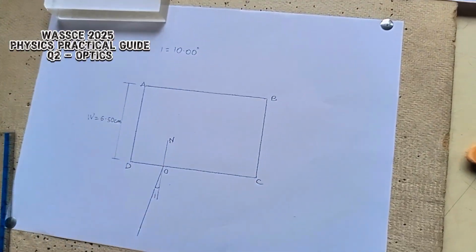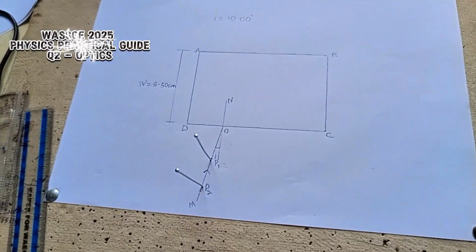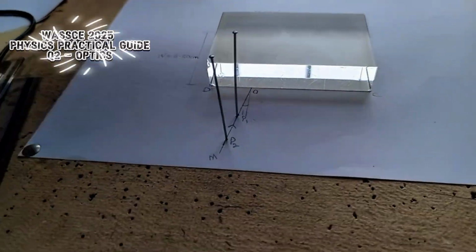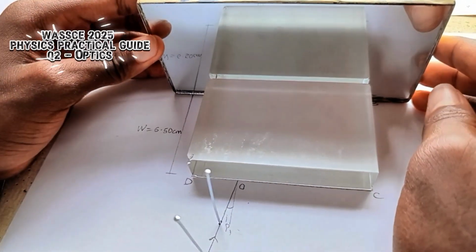Stick 2 pins P1 and P2 on the line MO. Make sure they are vertically erect. Replace the block on its outline and mount the plane mirror vertically behind the block such that it makes good contact with the face AB.